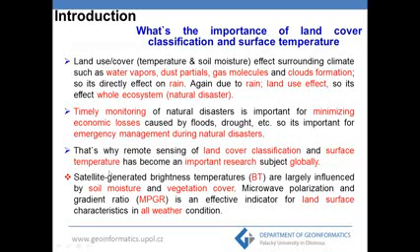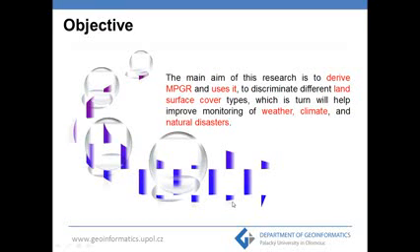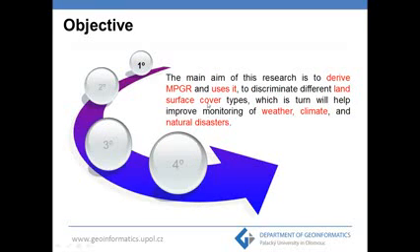That's why remote sensing of land cover classification and surface temperature has become an important research subject. In this presentation, I will be explaining satellite generated brightness temperature, which is influenced by soil moisture and vegetation cover. Actually, I will derive MPGR values and then classify land cover classes. So the main objective of this research work is to derive MPGR values and use them for land cover classification, which will help in monitoring weather, climate, and natural disasters.